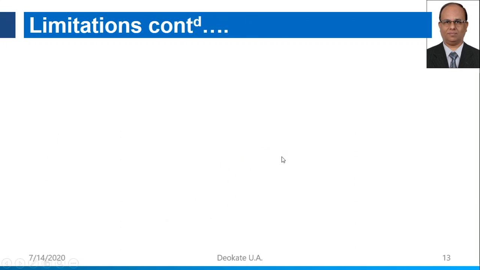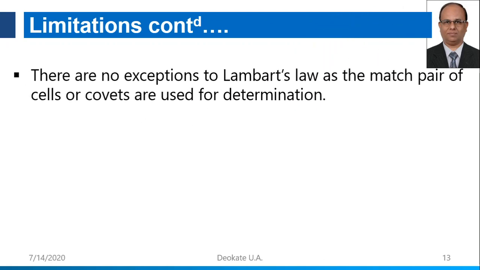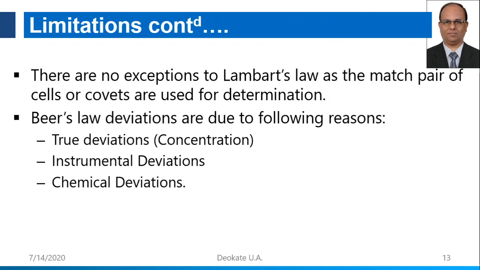When we are thinking of the limitations, we first have to think of Lambert's law. There are no exceptions or limitations to Lambert's law. Why? Because we are using a matched pair of cells or cuvettes. Matched pair means there is no change in the path length of light. The path length of light remains the same for the sample as well as for the standard. It is not varying, so there will be no limitations to Lambert's law. Limitations will be observed only for Beer's law.